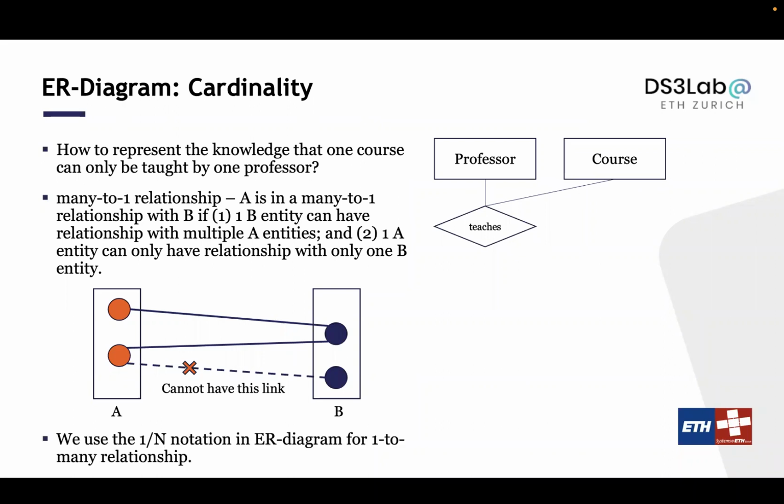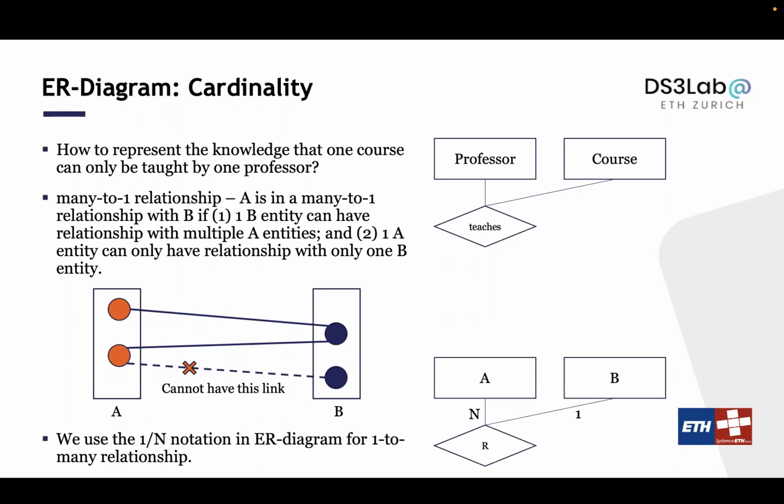Again, we can use this one and n notation to put it here. If I have the n here, the many here, and the one here, essentially there's a many-to-one relationship. N is many, one is one. A many-to-one relationship between A and B.